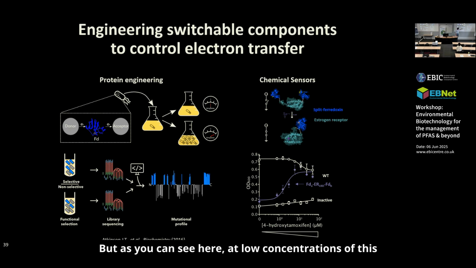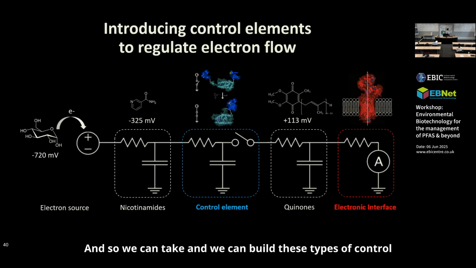But as you can see here, at low concentrations of this molecule, you get very little growth of these cells. At high concentrations, you get lots of growth. So this is showing you can turn on electron transfer and activate growth of these cells. And then you can compare that to a wild type and an inactive version of these proteins down below. We've done this for 4-hydroxytamoxifen, but also a panel of other endocrine disrupting molecules. You can take bisphenol A and it'll have a very similar response to what you see here. And so we can build these types of control elements that can gate electron transfer.